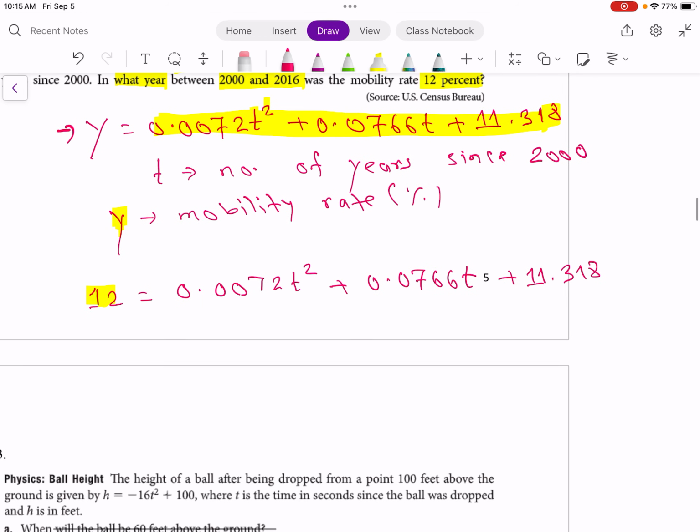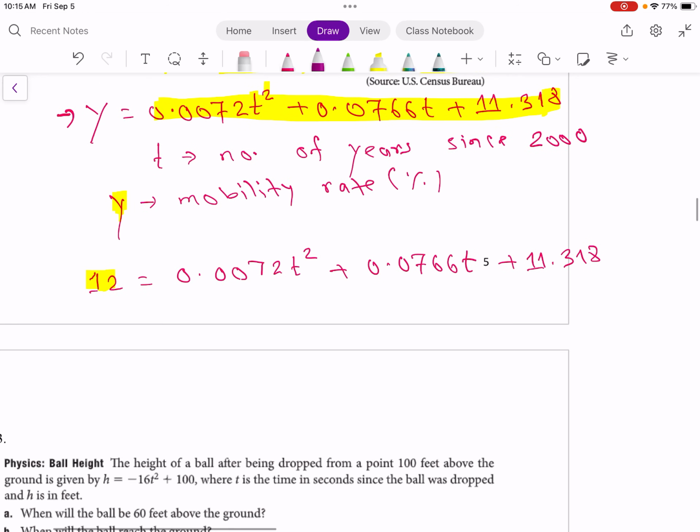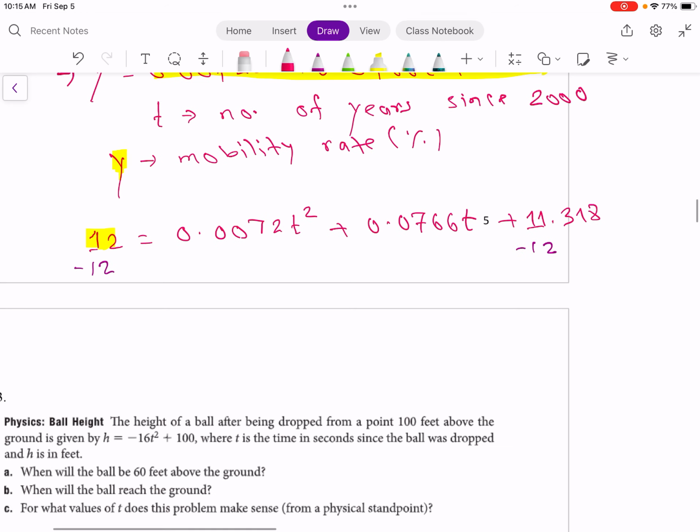Now to use the quadratic formula, what is the first step? We rewrite our quadratic equation in standard form. How do we do that? We make 0 on one side. Which side do you want to make 0, left side or right side? It's easier to make the left side 0, right? So let's subtract 12 on both sides. Okay, so this is our first step. Now we have 0 equals 0.0072 t square plus 0.0766 t, and then this is negative.